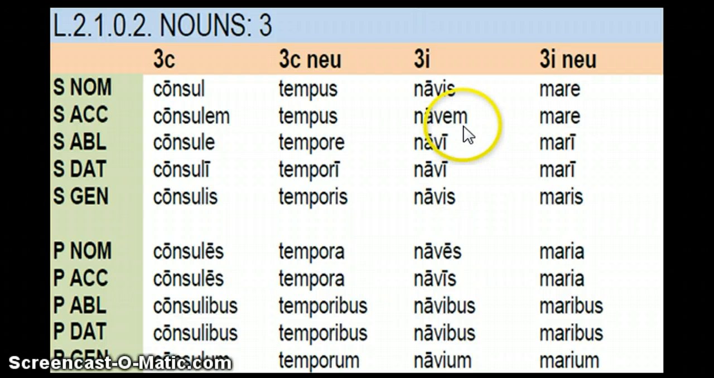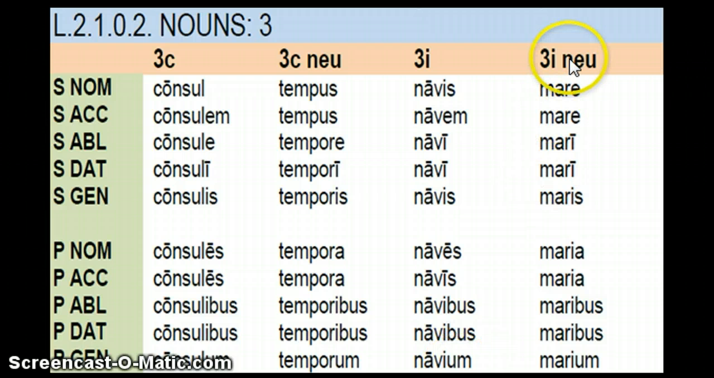But now let's look. According to here, consolem, nawem. Now we console. Whoa, there's the I in the ablative. The dative, consoli nawi. Now for the plural nominative, nawes, oh, consoles. Nawis, there's that I, consoles. Nawibus, nawibus, oh, nawium, consolum. So that I pops up.